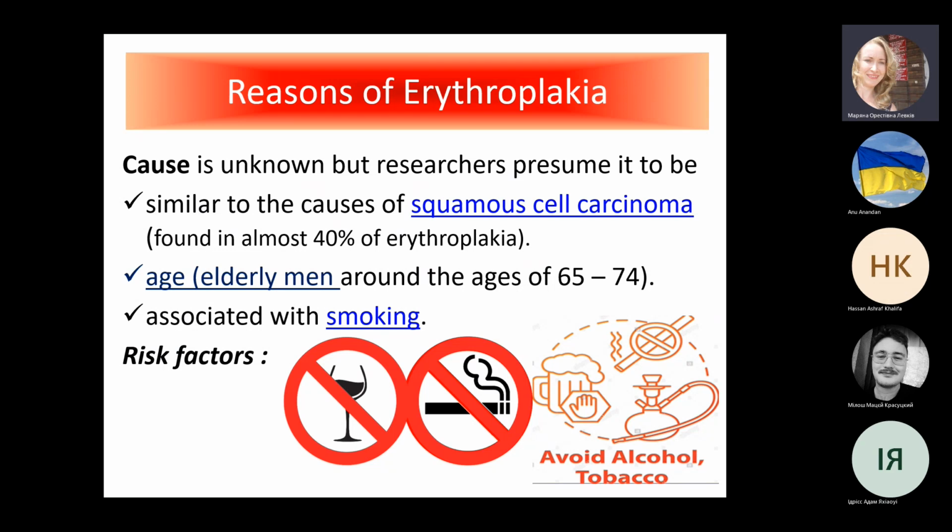Reasons of erythroplakia. Usually the cause is unknown, but researchers presume it to be similar to the causes of squamous cell carcinoma, as it is found in almost 40% of erythroplakia cases. Age: elderly men around the ages of 65-74 are predisposed to this pathology, and of course it is associated with smoking.